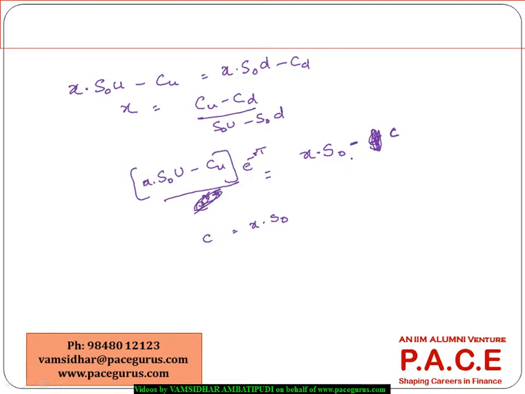So the simplification is coming out in such a way for C. If I take this to this side, it becomes X times S naught minus X times S naught U e power RT plus CU e power minus RT.